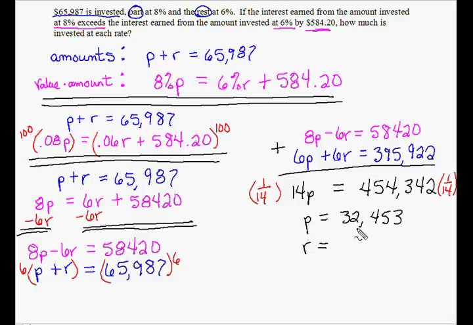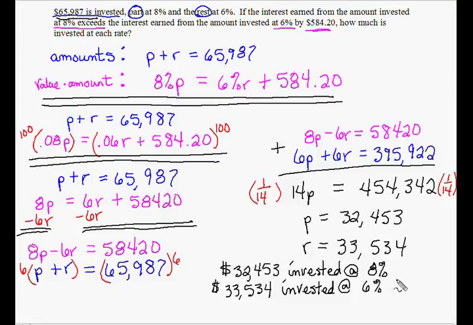But we still need to find out what r is. And remember, the original amount invested in this entire problem was the $65,987. So we'll take the 32,453 from the 65,987, and we get 33,534. So again, we need to end in words. I'm going to do a little bit of a shortcut here and just write $32,453 invested at 8%, $33,534 invested at 6%.